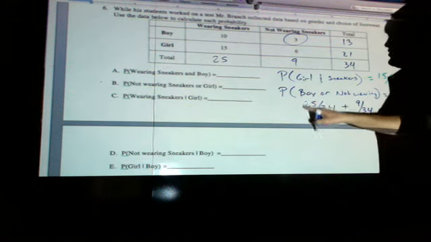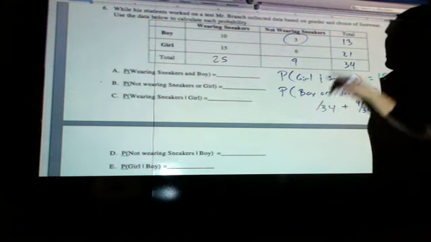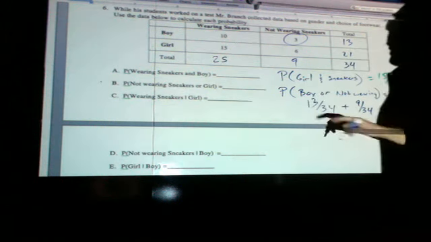Oh, I did it backwards. This is the probability of wearing sneakers. Probability of boy is right here, 13. Sorry about that. So probability of boy is 13 over 34. Probability of not wearing sneakers is 9 over 34. So boy is right here. I think you guys see my mistake. So 13 plus 9 makes 22. 22 minus 3 is 19. So this probability right here is 19 over 34.